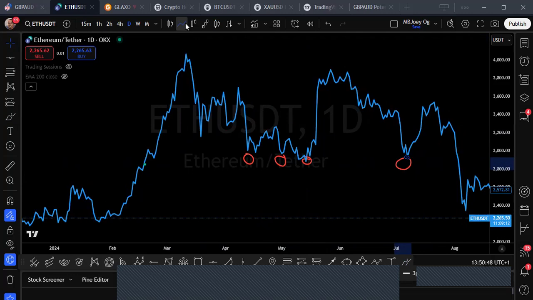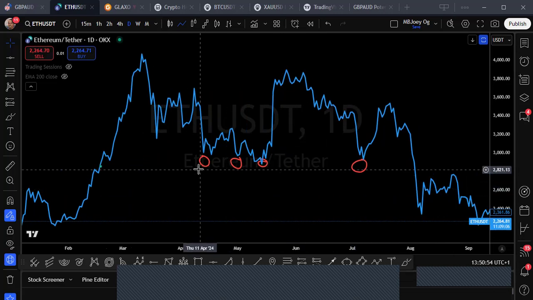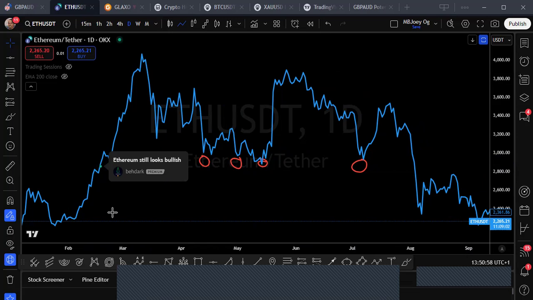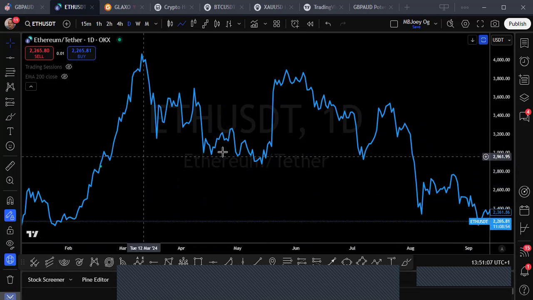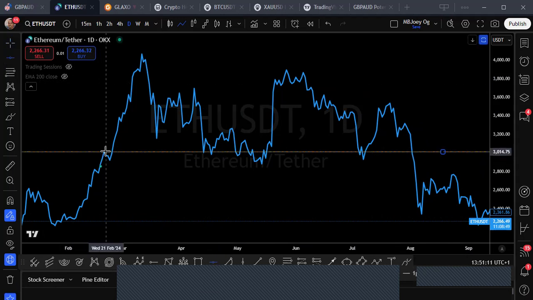If we turn this to a line chart, you can see it clearly. Very clear and very easy to spot. Now, the reason why I always like using the line chart is it will help me see even those ones that I'm not seeing. Example, this one here on the same area. If I put the line, check it out. Same area, and I did not see it when it was candle.